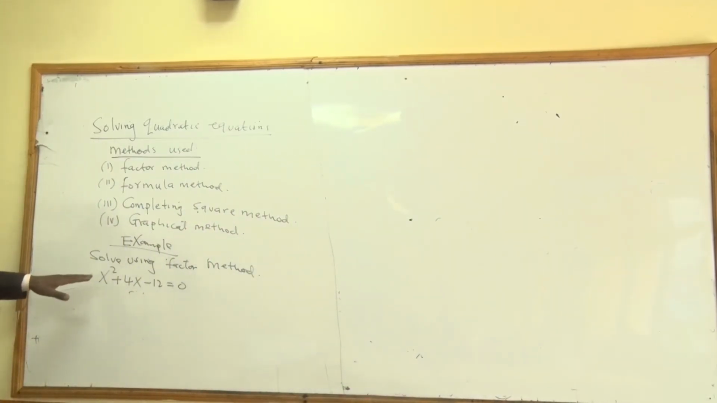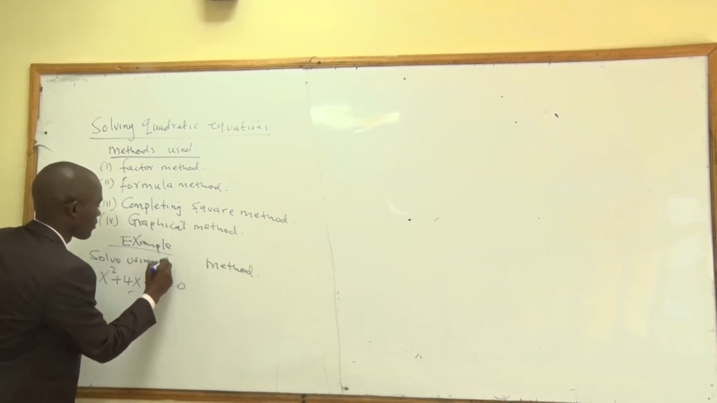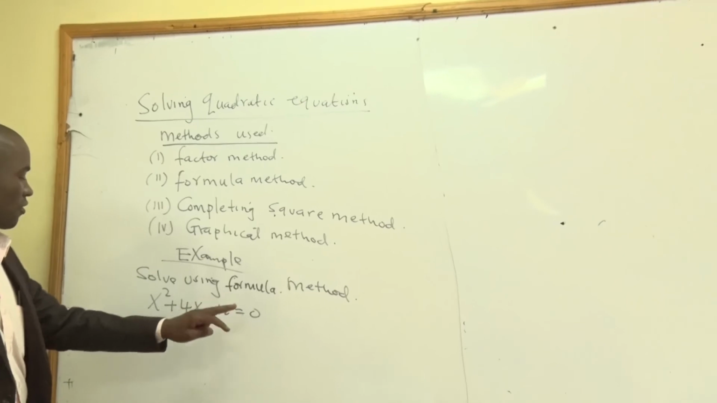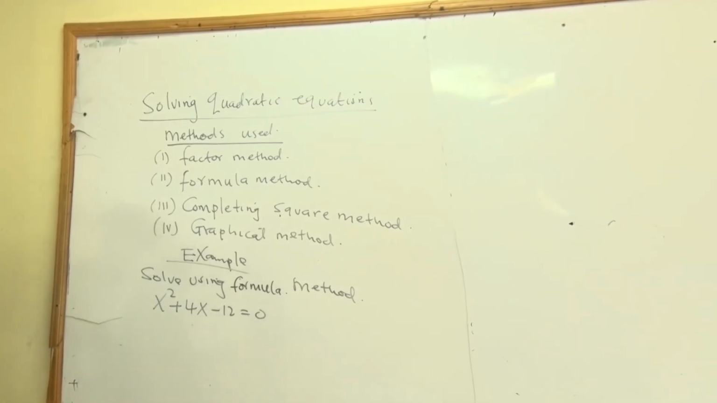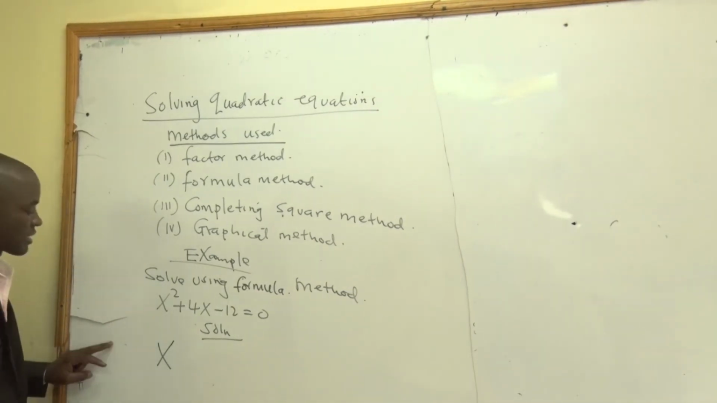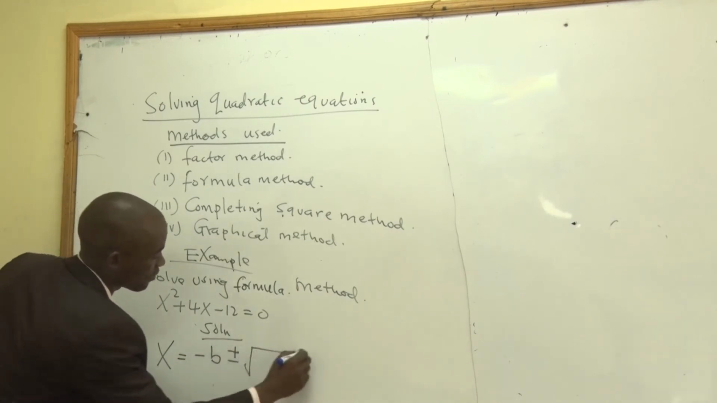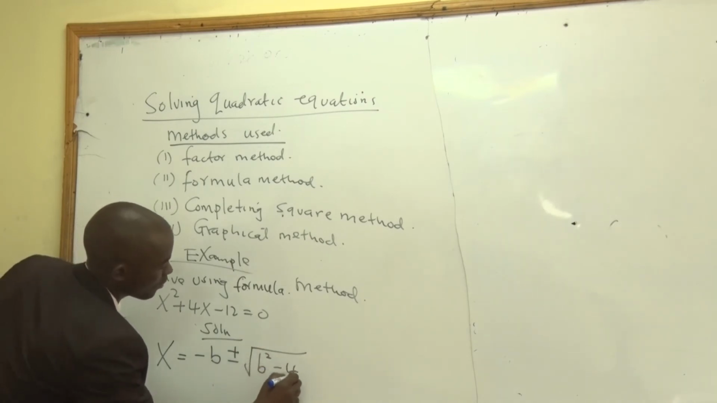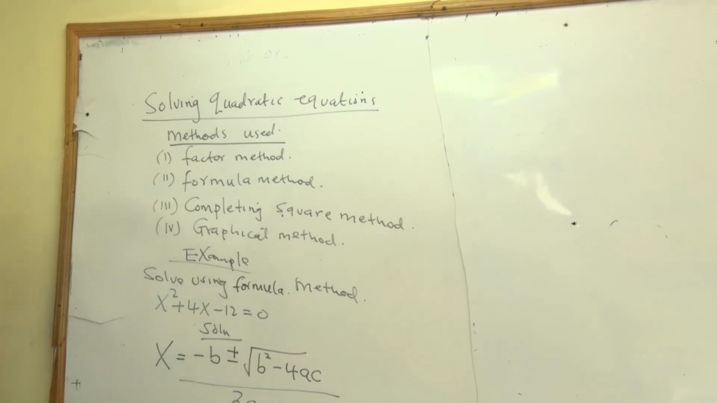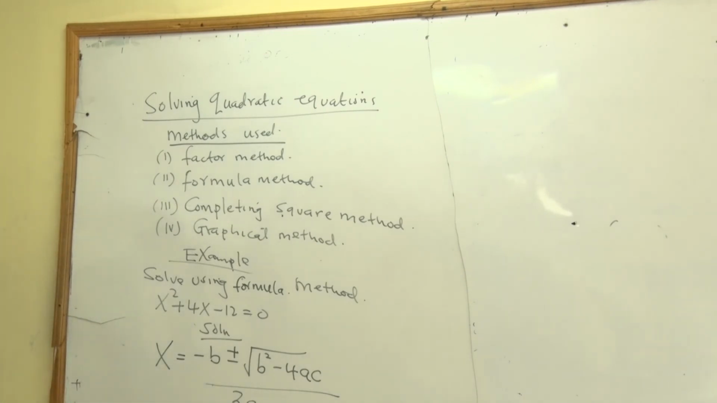Where you are told to solve using formula method. We are going to solve this example using the formula method. The formula is given to us. If you want to get the value of x, it will be equal to minus b plus or minus the square root of b squared minus 4ac, all over 2a. That is the formula method of solving quadratic equations.